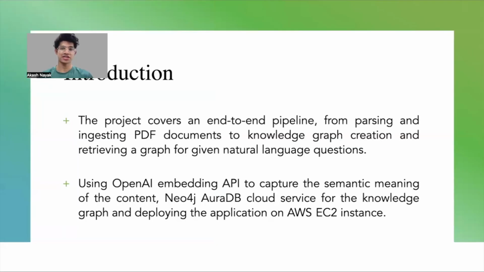So the project covers an end-to-end pipeline from parsing and ingesting PDF documents and then creating a knowledge graph for given natural language questions. We are using the OpenAI embedding API to capture the semantic meaning of the content. Also, Neo4j Aura DB, a cloud service for the knowledge graph, and we are deploying the application on an AWS EC2 instance. We have also created another model which summarizes the data.